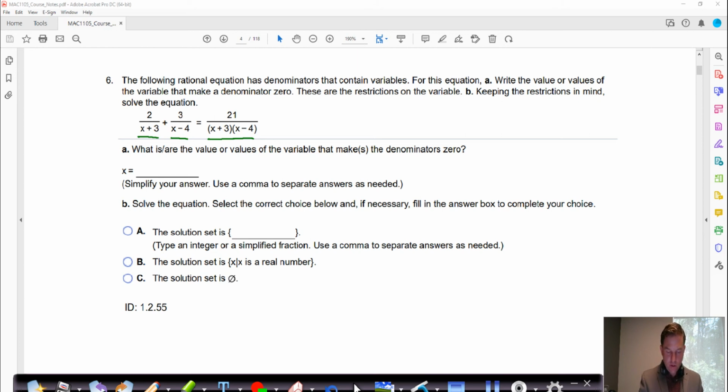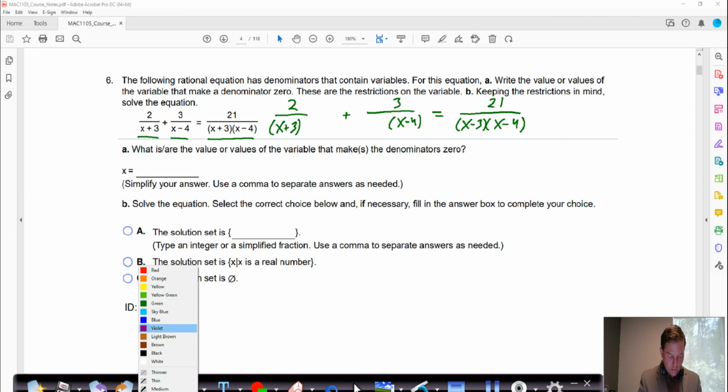So what we're going to do is, I'm going to try to write this. It's got the x plus 3. I'm going to give myself room here because we're going to add some stuff in. Then we're going to look at the second term, the 3. It has the x minus 4, equal sign, 21 over x minus 3, x minus 4.